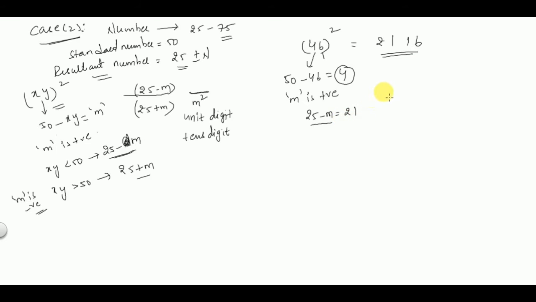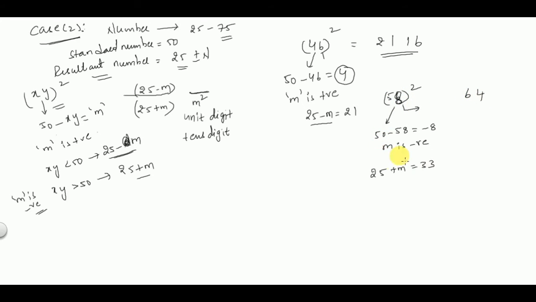Similarly, you can find the square of any number. Suppose the example 58 whole square. This number is greater than 50, so 50 minus 58 will become minus 8. Since m is negative, the resultant number will be 25 plus m, which is equal to 33. And what is 8 square? 8 square is 64.